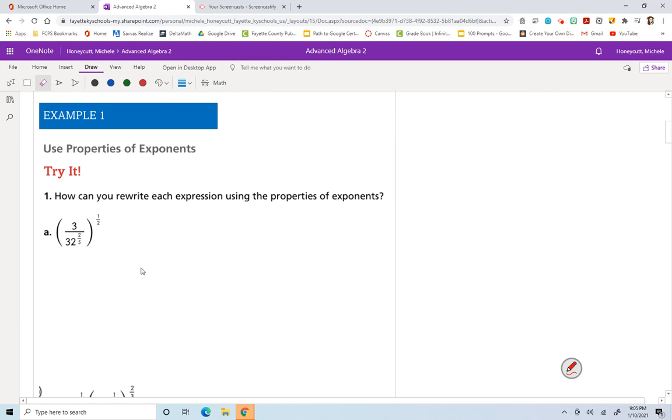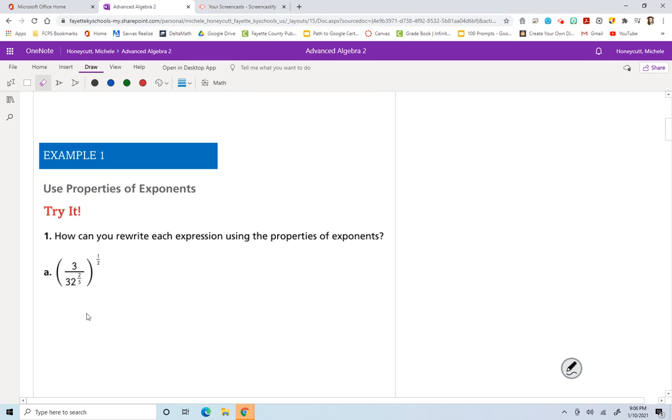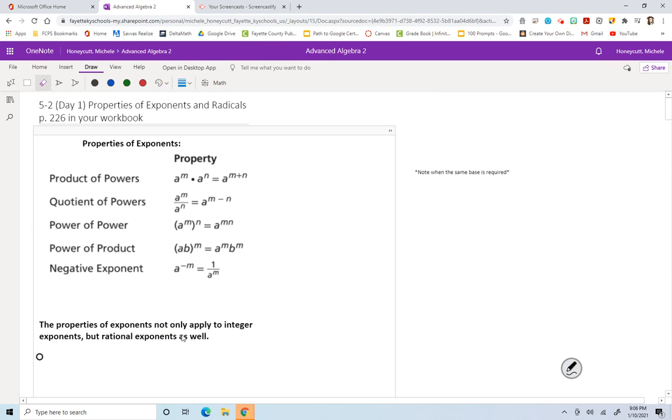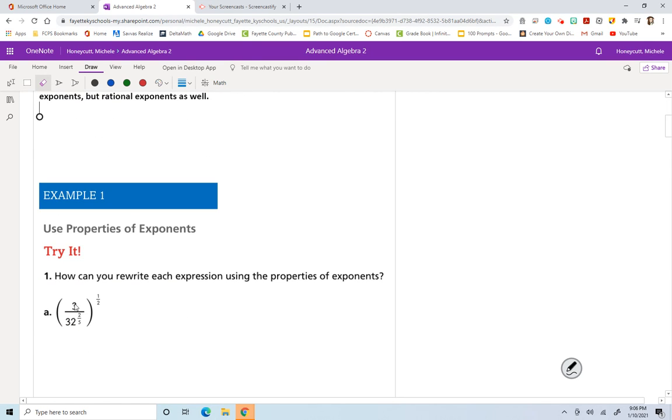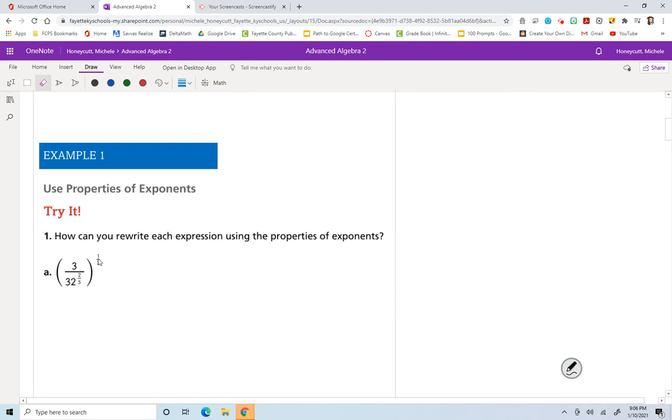All right, so how can you rewrite the expression? The first thing I want to do is look at this and take a step back and try to identify which property is coming into play. So I see a quotient, but the only quotient property is if they have the same base. Do these have the same base? No. Okay, so it's not that quotient one. But then we have a parentheses raised to a power, parentheses raised to a power. Those are the two that relate to this one. So parentheses to a power.